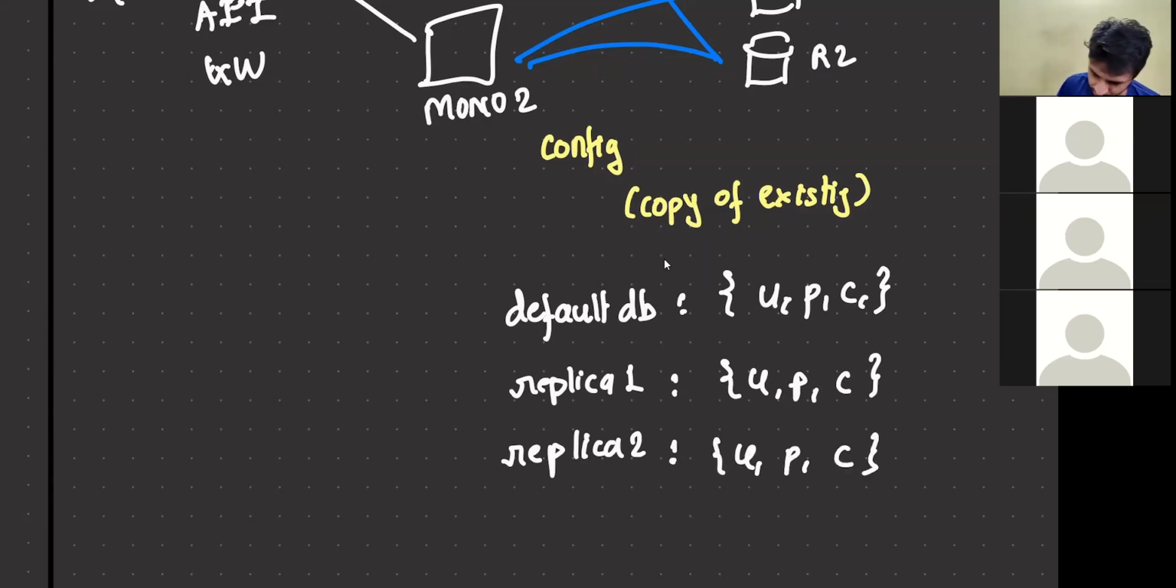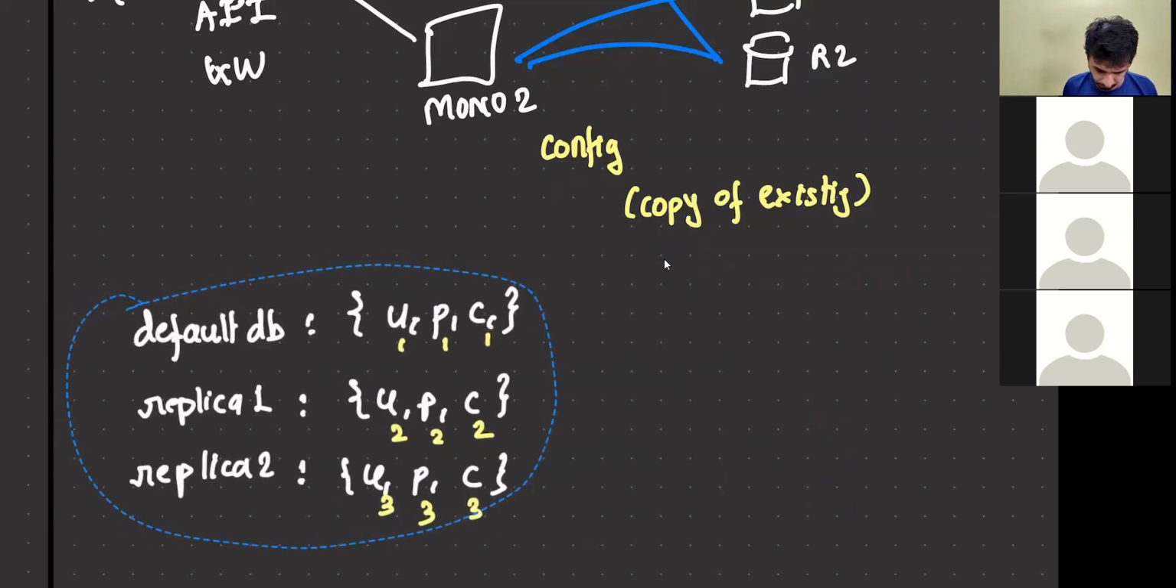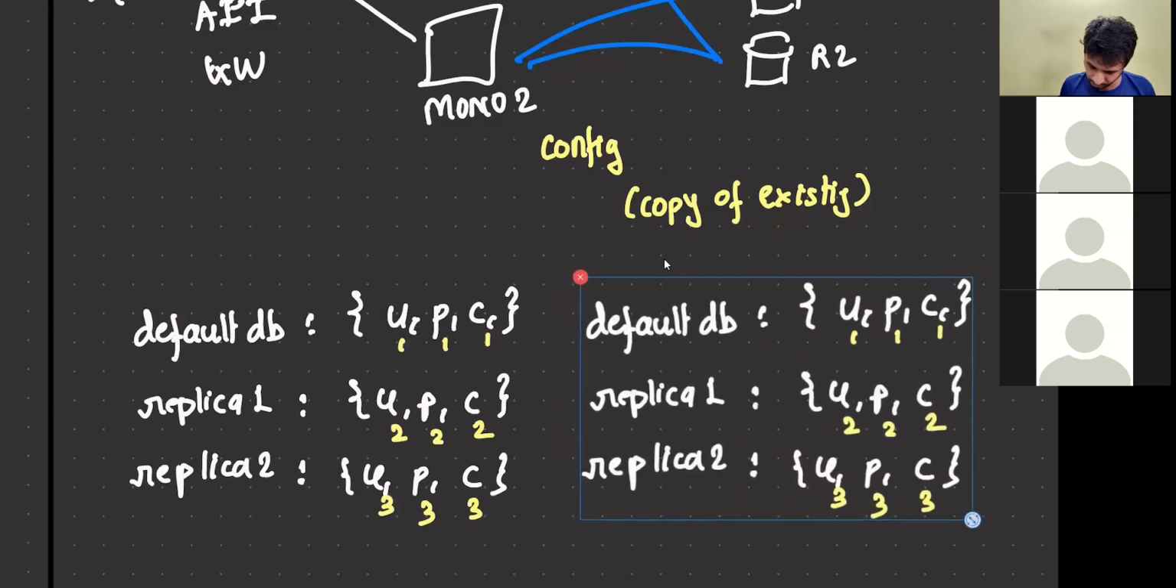The only change being this is U1, P1, C1, U2, P2, C2, U3, P3, C3. Now, this was the legacy configuration. This legacy configuration was then changed to, let me just copy this and paste. So this was changed to, because the default one was the one which was connected to master. This we changed to this.